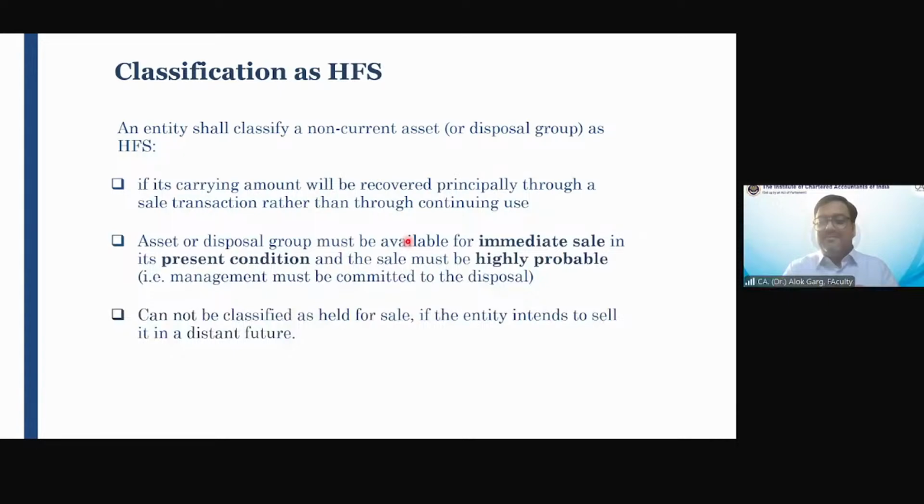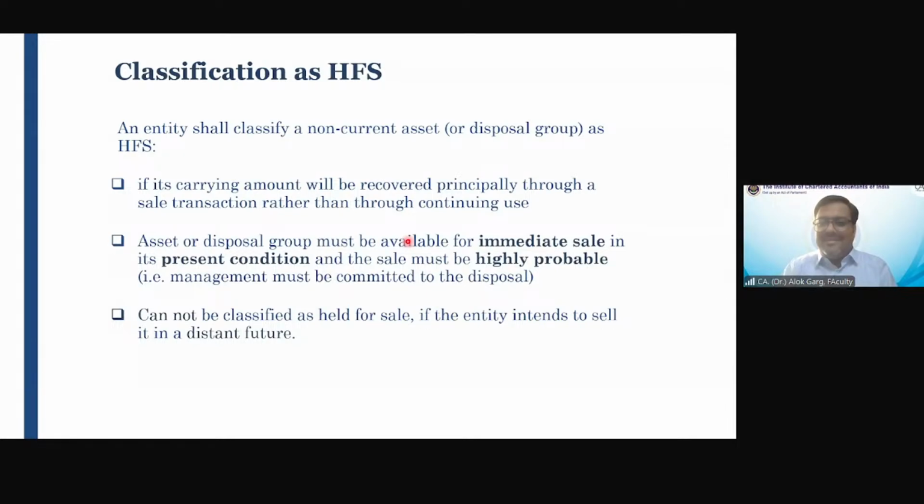Yes, because I am ready to sell in the condition it is in. So I am ready to sell my factory in the present condition. This is available for immediate sale in the present condition.